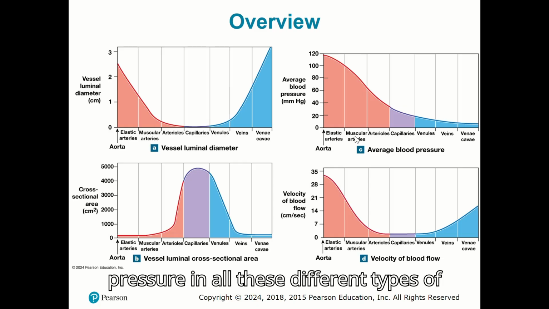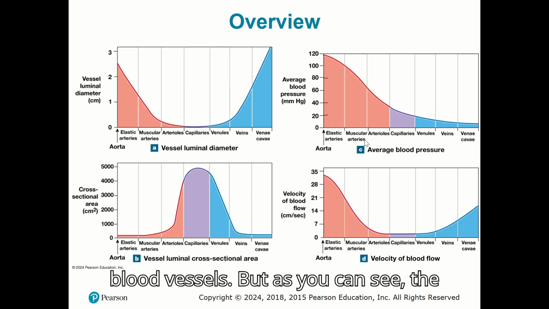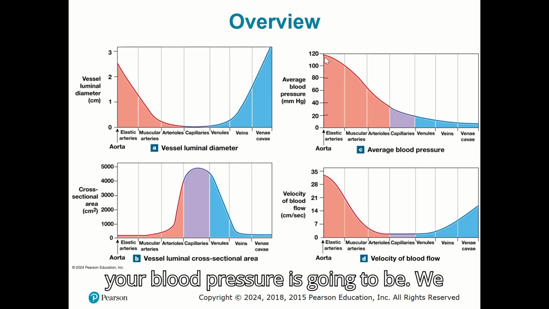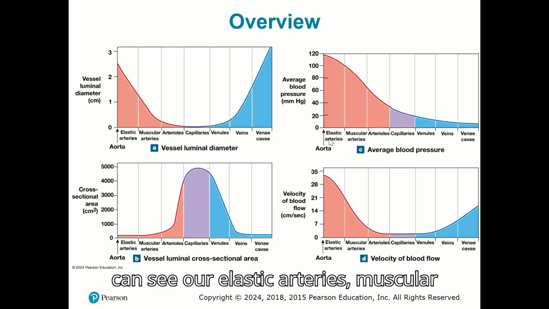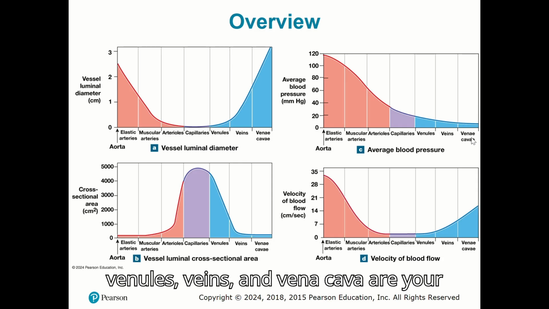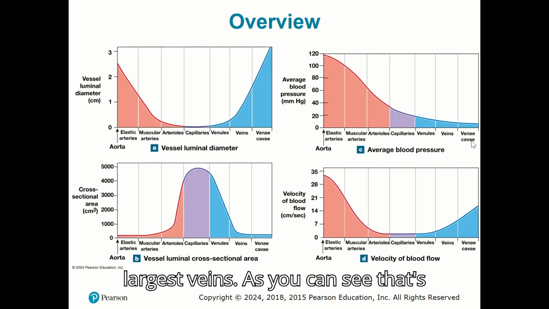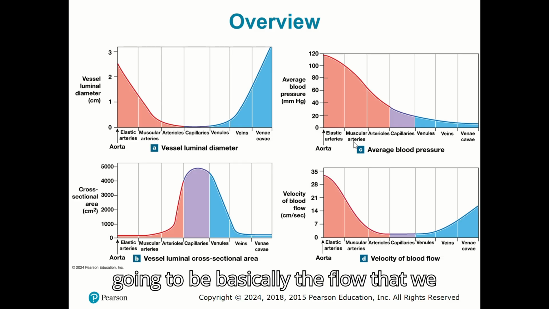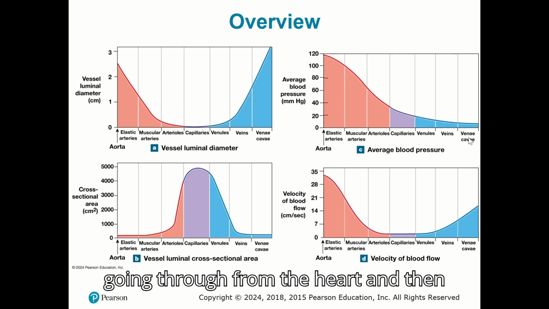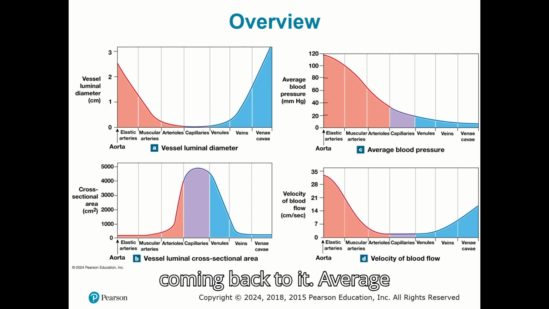Notice we can take blood pressure in all these different types of blood vessels, but as you can see, the closer you are to the heart, the higher your blood pressure is going to be. We can see our elastic arteries, muscular arteries, arterioles, capillaries, venules, veins, and vena cava, which are your largest veins. That's basically the flow that we talked about, the blood going from the heart and then coming back to it.